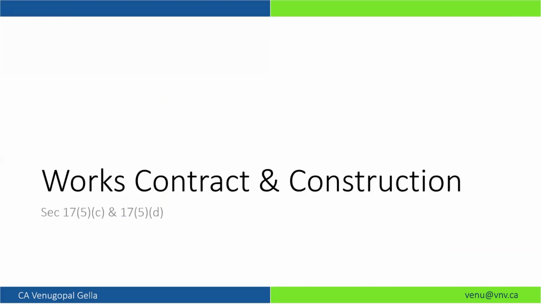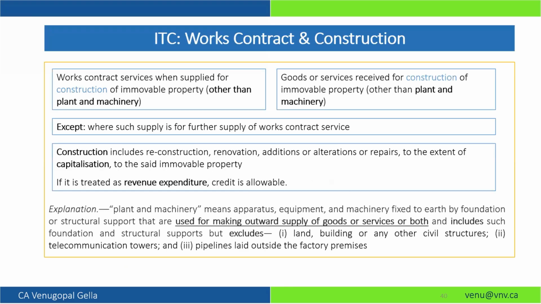Then works contract and construction service. It's another litigation area where a lot of ITC has been tried to be blocked. But it needs to be understood that the blockage is only with respect to construction of immovable property. So works contract and construction service in itself is not ineligible unless it is in relation to immovable property. Plant and machinery is specifically excluded from it. Even the support structure required for the plant or machinery is also excluded. It means you are eligible for ITC for plant and machinery.